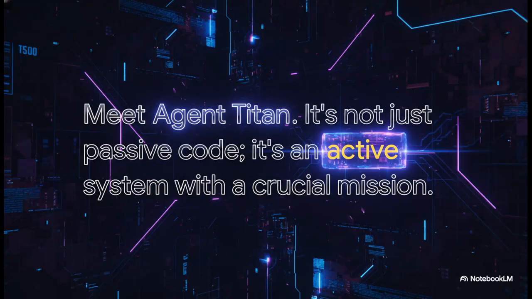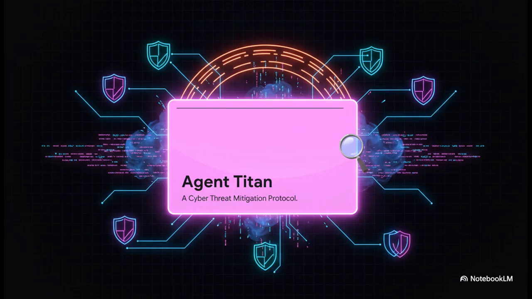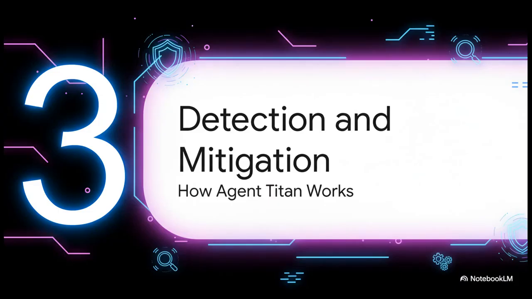All right, so let's officially meet this system that's been working behind the screen the whole time. Agent Titan. The name alone sounds pretty powerful, right? And honestly, for good reason, because this isn't just some passive bit of code sitting there. No, this is an active system, and it has a really, really important mission. Okay, so its official title is a Cyber Threat Mitigation Protocol. That's a mouthful, but it actually tells us everything we need to know. Its job isn't just to build a wall and hope for the best. Nope. It's all about actively going after threats and neutralizing them as soon as they pop up. But a protocol is just a fancy plan until you put it into action. So how does Agent Titan actually work? Well, it all boils down to two main jobs, detection and mitigation.